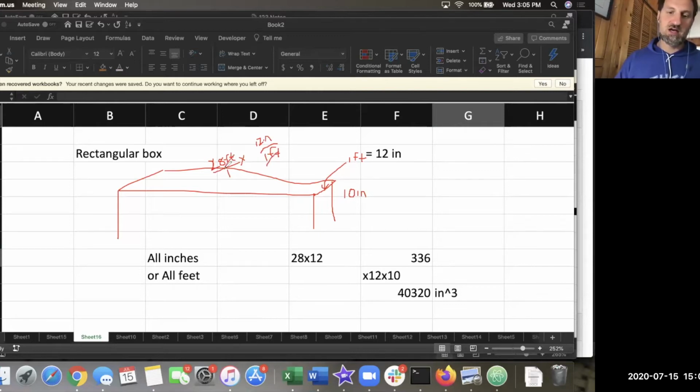Feet cross out, right? That's this part. I know 1 foot equals 12 inches, so I didn't really do a conversion there. I just sort of mentally replaced 1 foot with 12 inches. And the last one didn't need to change because it was already given to me in inches. So that's why I got the 336, and then I multiply by 12, and I multiply by 10.